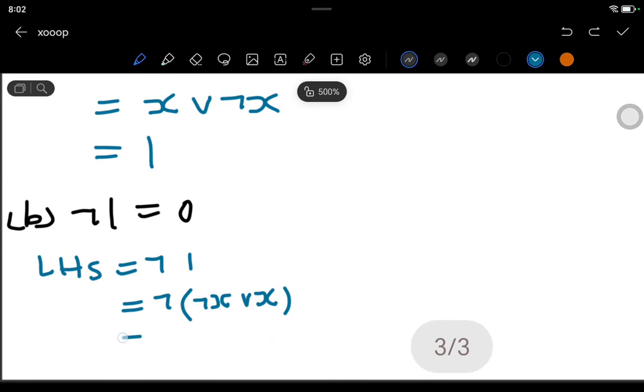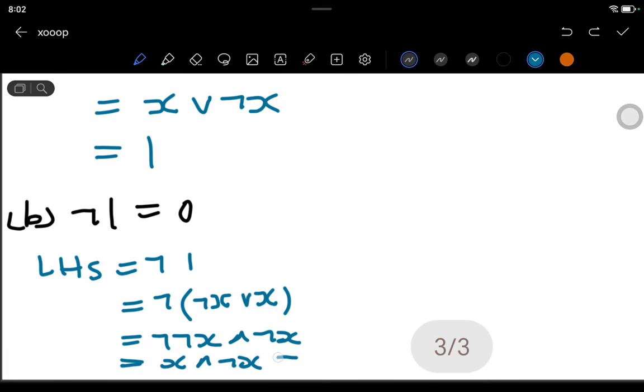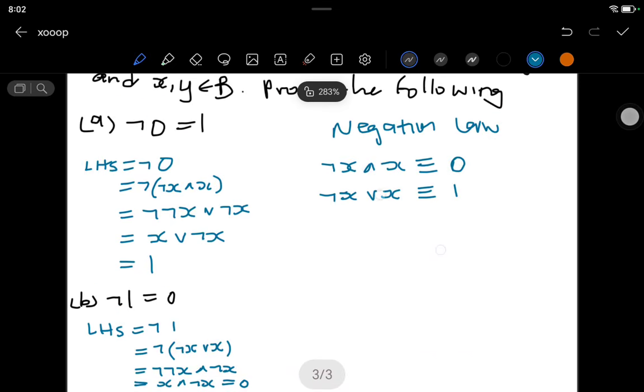Now this will be the negation of X. You don't apply this at the same time. You must keep the negation, then you'll apply it later. Apply one law at a time. Then this will be X and the negation of X. And we know that when it's and, this will be 0. So that's how we prove this. Boolean algebra is not that difficult. It is simple for us to work with.